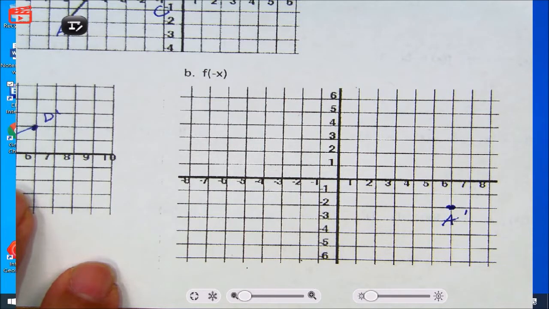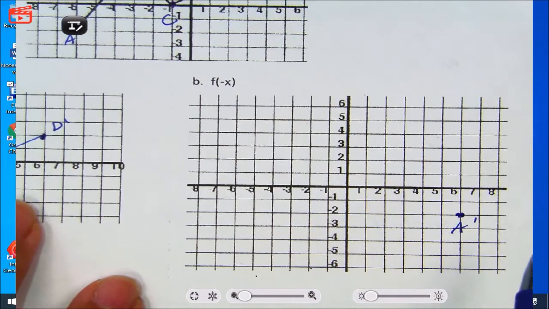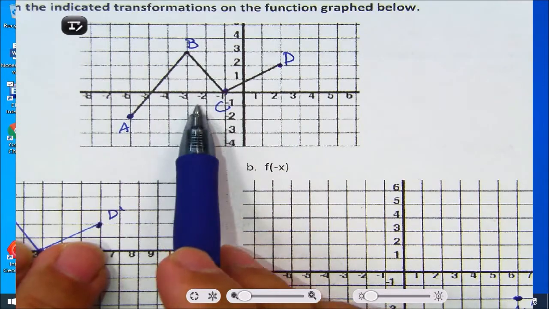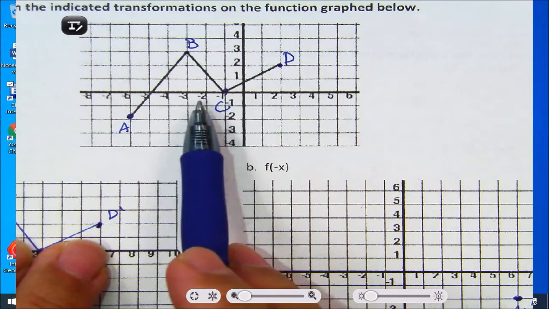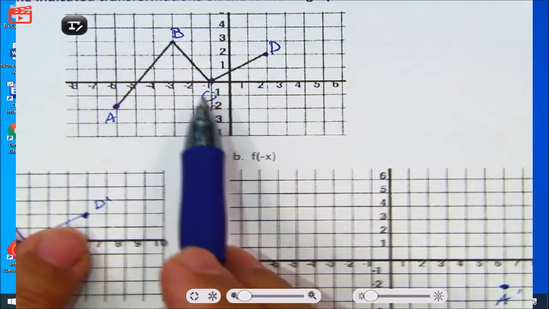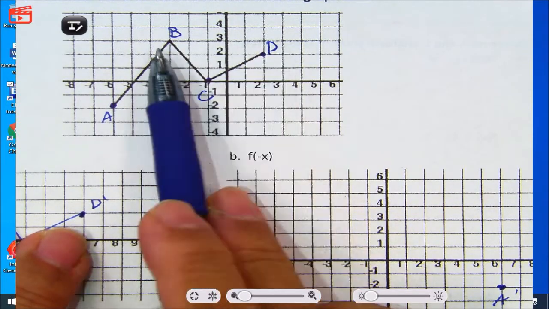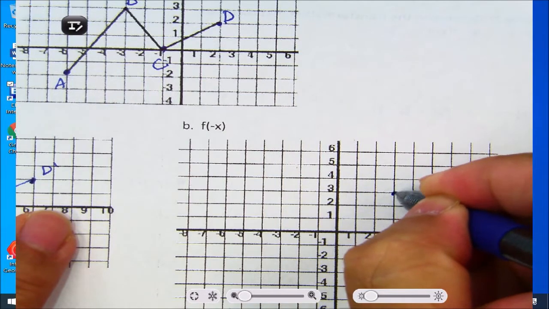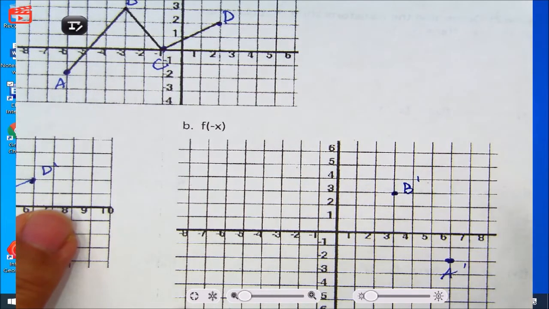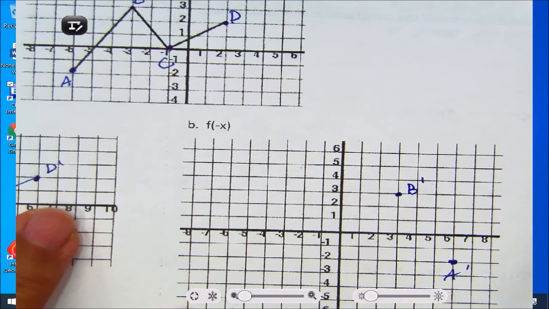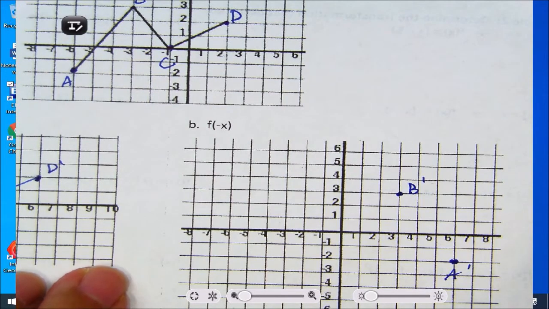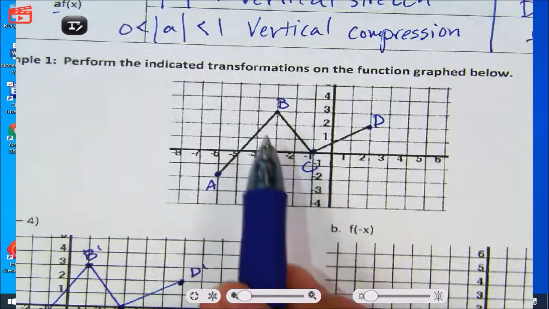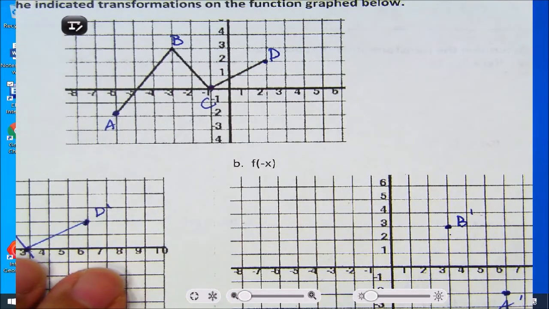And then B. B is currently -3, 3. Now we're going to go across the y-axis, so that becomes 3, 3. It reflects across the y-axis. So let's put B there, because B was on the left side of the y-axis, now it's on the right side. So it would be 3, 3.